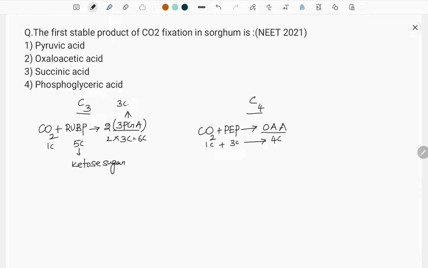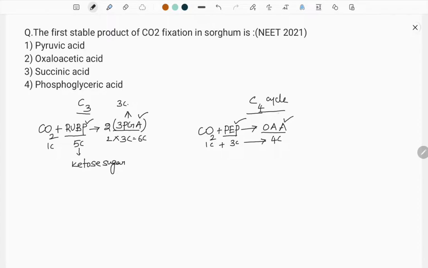So here in C3, the CO2 acceptor is a 5-carbon ketose sugar, that is RuBP. In C4, the carbon dioxide acceptor is a 3-carbon compound, that is PEP, phosphoenol pyruvate. And in C3, the first stable product is phosphoglyceric acid, a 3-carbon compound. And in C4, the first stable product is oxaloacetic acid, that is a 4-carbon compound. So we call them C4 plants and C4 cycle. That is the main difference in between C3 and C4.